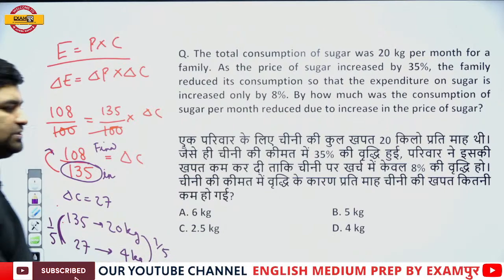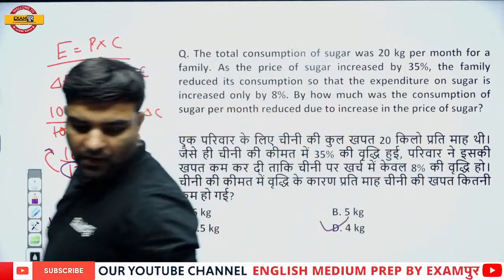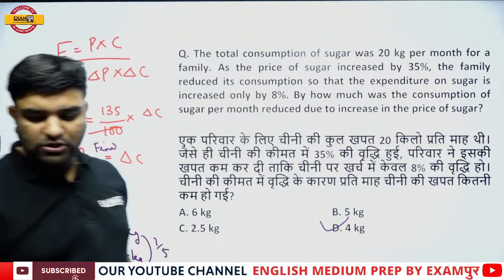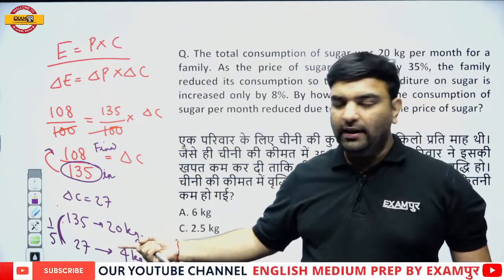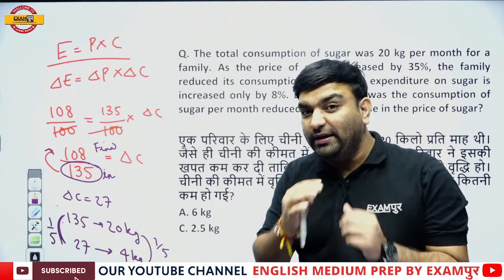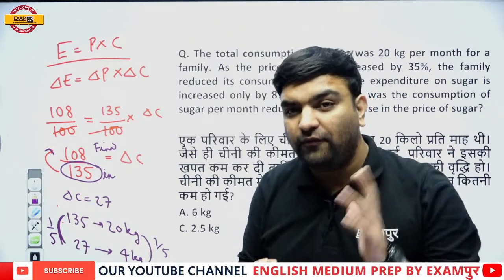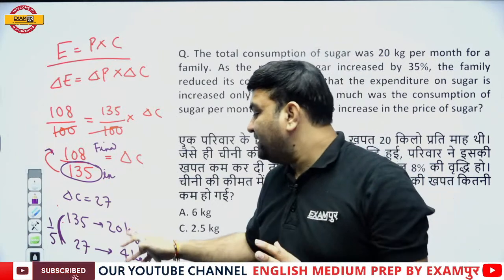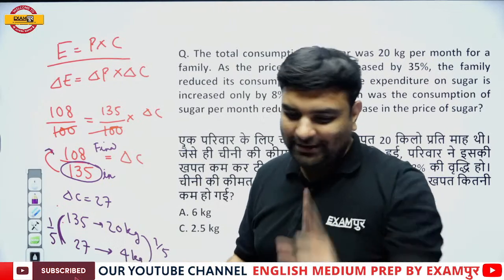Very good question. Please do watch out. Well done, Sahaj. Well done, Rijwan. If 135 is given as 20 kg, then 27 is going to be 4 kg, because 27 is 1 by 5 of 135. So it is also 1 by 5 of 20, that is 4 kg.